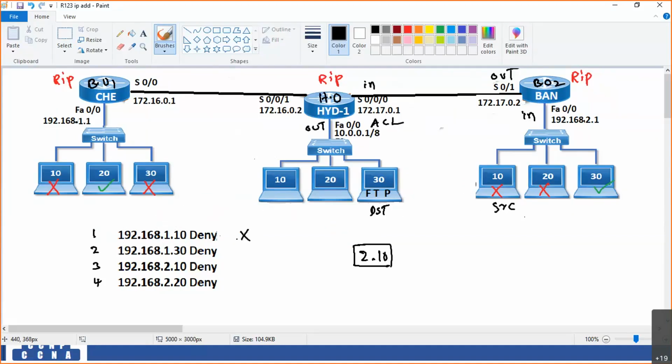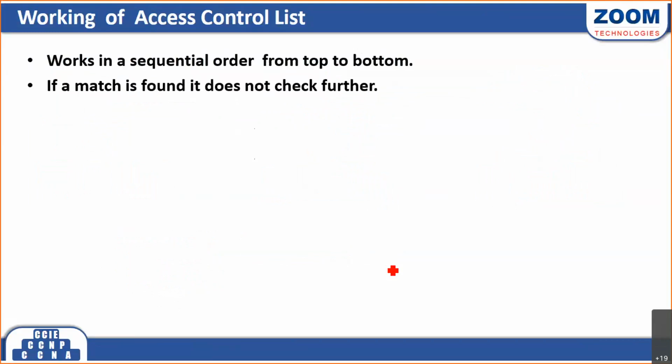No, it's not matching. Whenever it's not matching, the ACL will go to rule number 2. What is rule number 2? 1.30. But traffic is coming from 2.10, not matching. Now rule number 3 is 2.10. Yes, traffic is coming from 2.10, matching. And the rule is a deny rule, so the traffic is denied. Once a match is found, the ACL will not check further rules. The remaining rules are not checked, because a match has already been found. If a match is found, it does not check further rules.